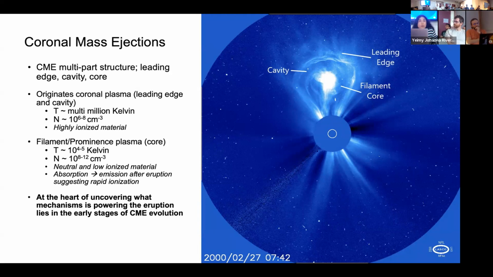And so what I wanted to point out is that these different structures can be markedly different in their coronal properties. The leading edge and cavity plasma, as I pointed out here, can be typical coronal conditions, so multi-million kelvin temperature plasma, fairly tenuous compared to the filament core. And so here we're expecting to see very highly ionized plasma, as you typically see in the solar wind.